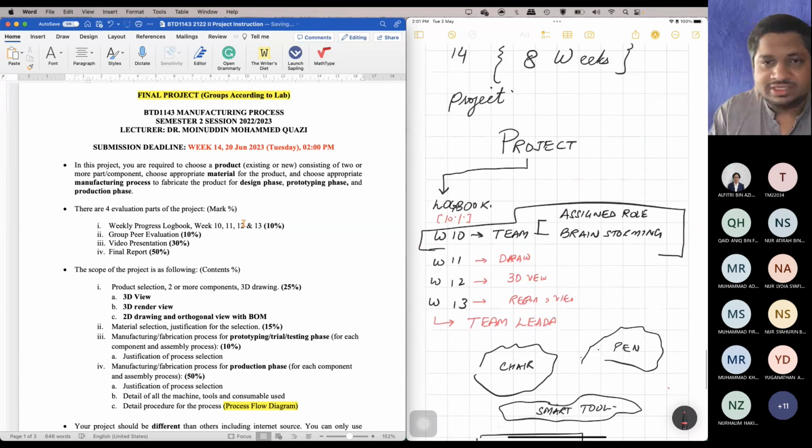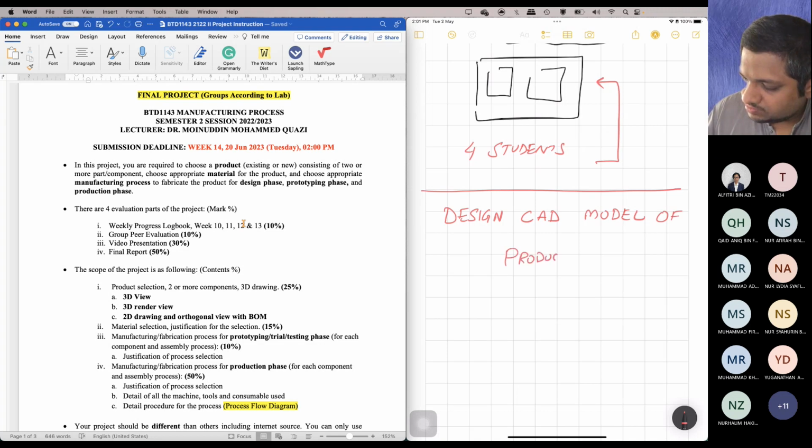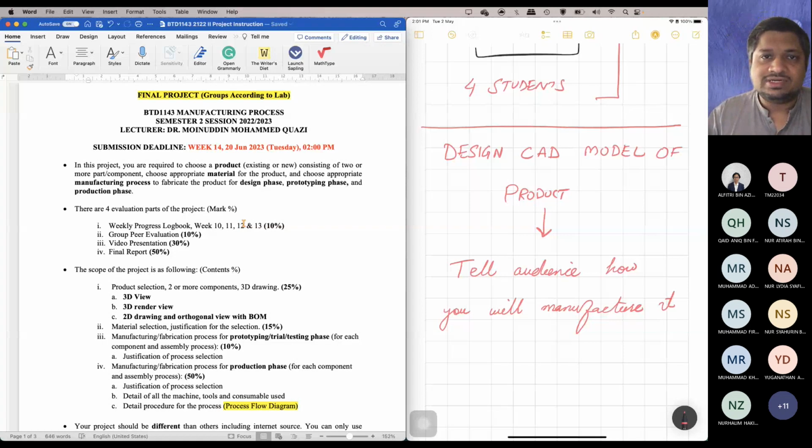So this was the first thing in a project. The first thing in a project is a logbook. In this project, the most important thing for you guys to do is design a product, design a computer aided design model of a product, and tell the audience how you will manufacture it. This is the theme and the idea of the product: design a product and how you are going to manufacture it. Everything in this project will be according to this.